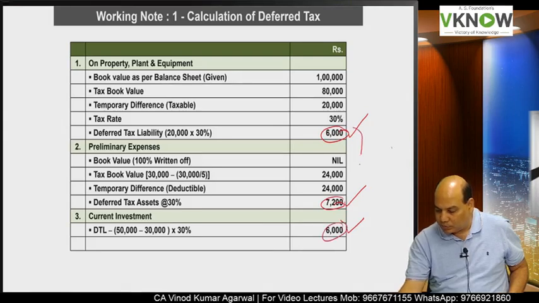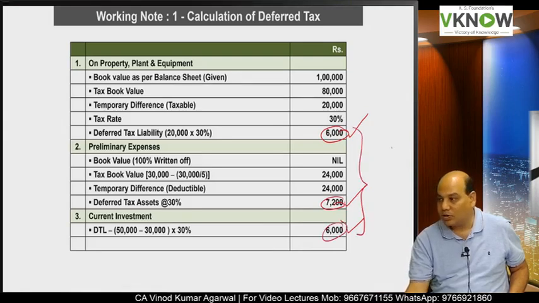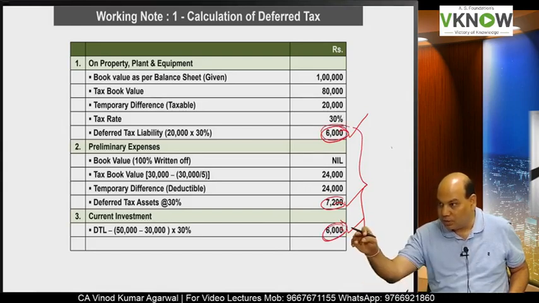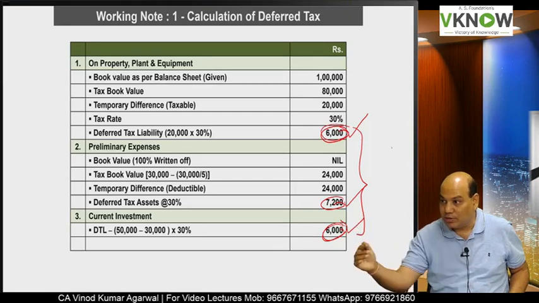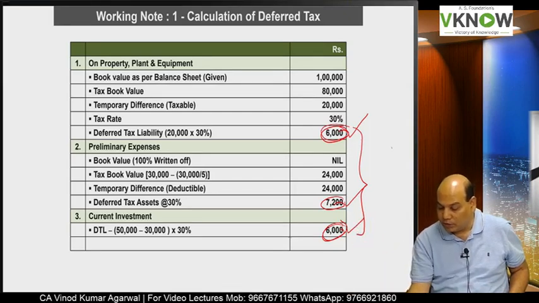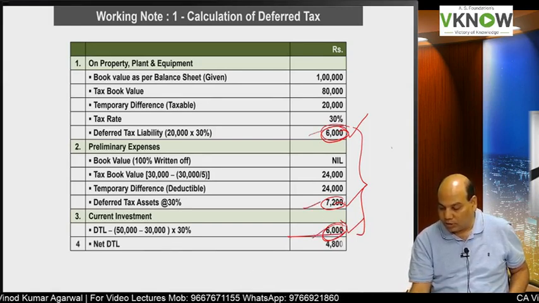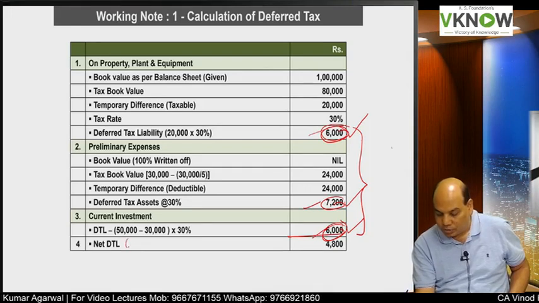These 3 items, PPE, preliminary expense and current investment, the net effect of these 3 items will come in the statement of P&L account. So how much is that net total? 6 plus 6 minus 7,200. Actuarial gain will come, but that will be shown in OCI. So I will write below. Anybody for the net total, 6 plus 6 minus 7,200? So write there, net DTL to be shown in P&L account.